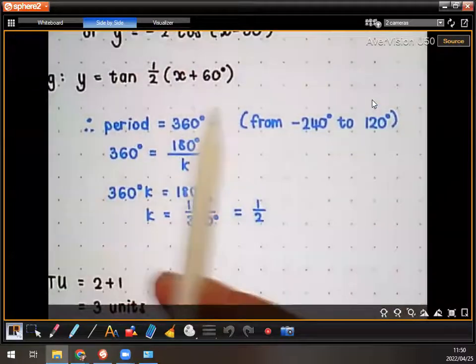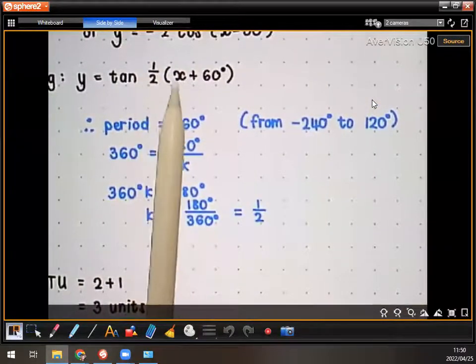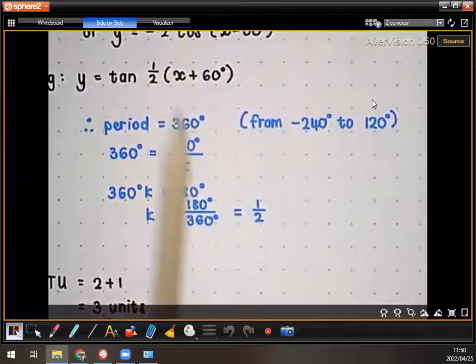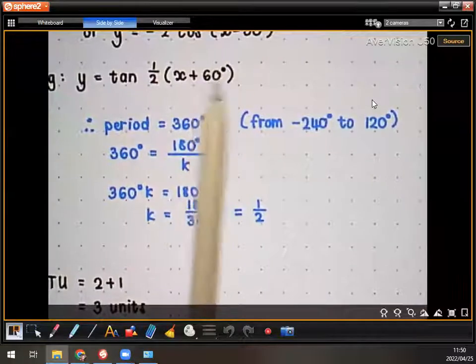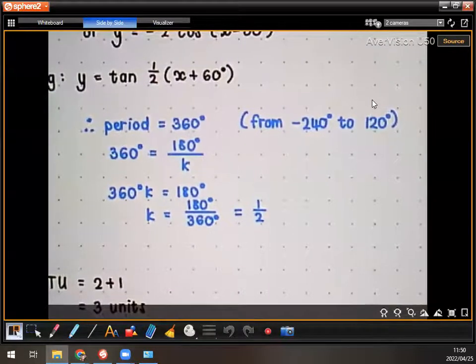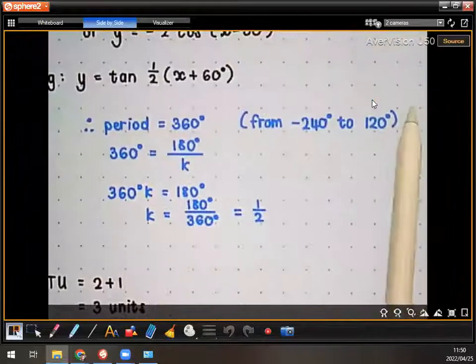So that is where that equation comes from, guys. Your k is now in front of the bracket. All right, so your k value, which is a half, is in front of the bracket, and there we have our x plus 60. That was our shift. When we move to negative 60, we have to have x plus 60 in the bracket. And we just add.